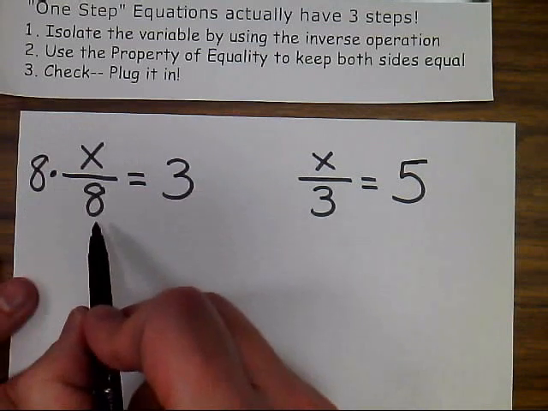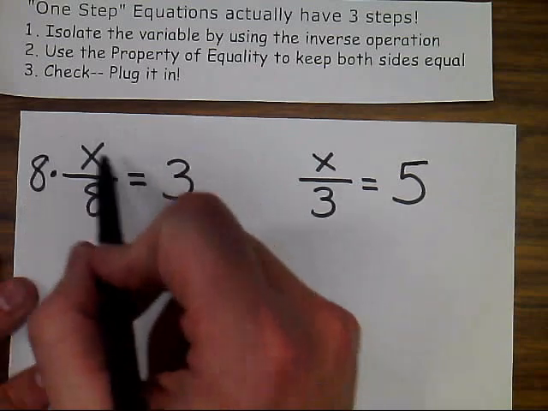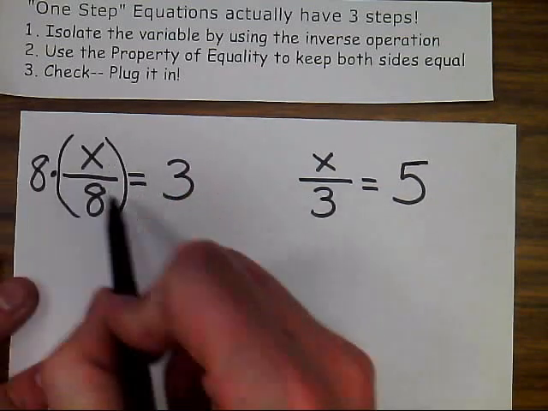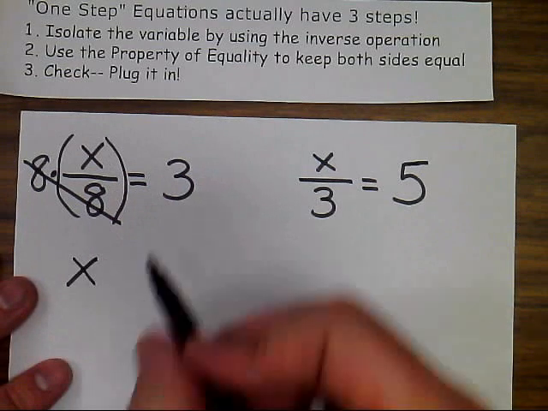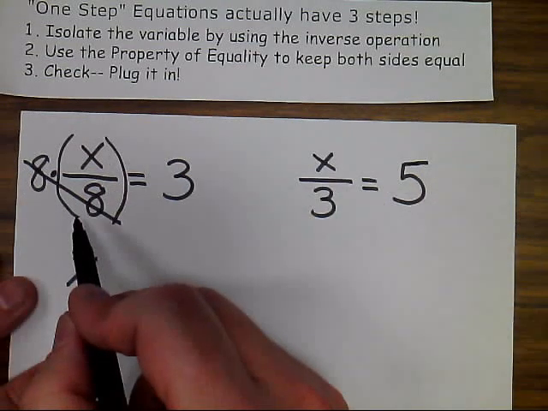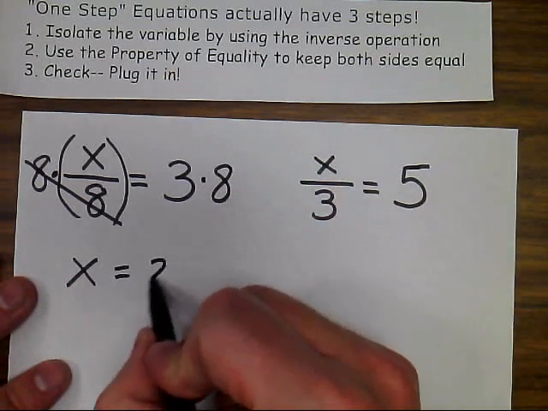8 times x divided by 8. This is not 8 times 8. That would equal 64. I'm doing 8 times all of this. And 8 times x divided by 8 cancels out, leaving me with just x. And because I multiplied this side of the equation by 8, I'm going to multiply this side of the equation by 8, and x equals 24.